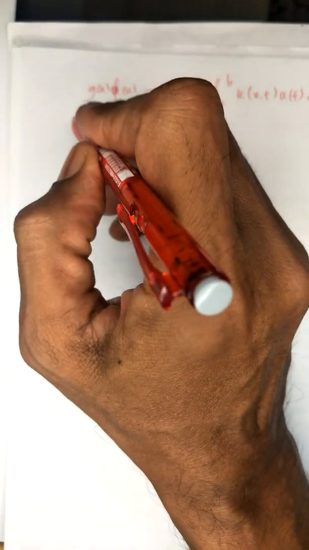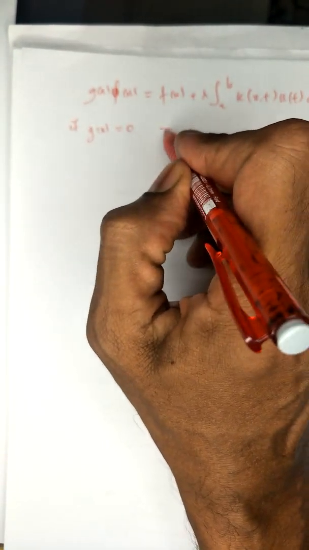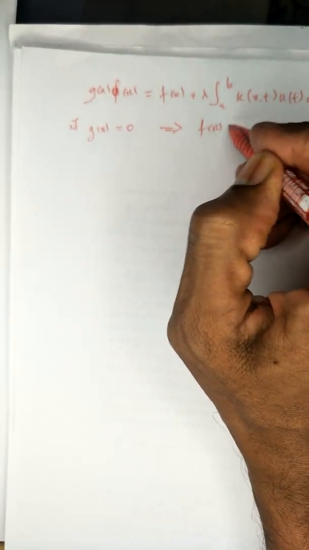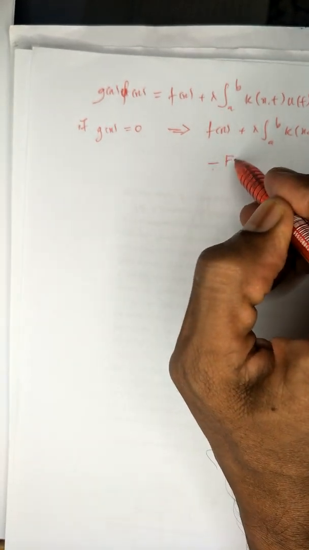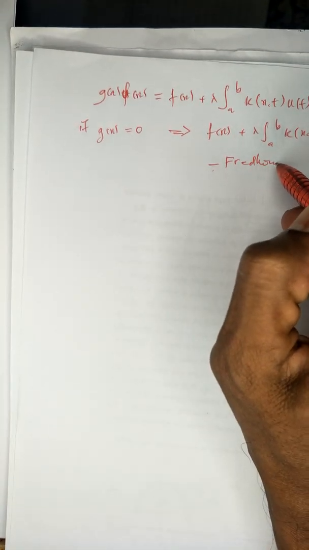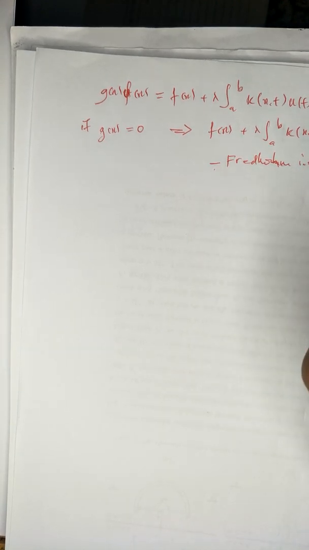Now if we set g is 0, what we have from there is f(x) plus lambda integral from a to b of K(x,t) u(t) dt equal to 0. This we call a Fredholm integral equation of the first kind.